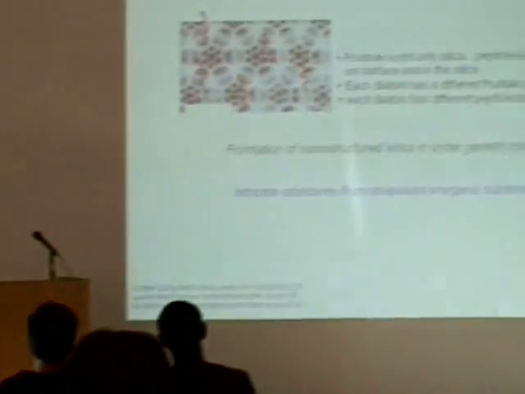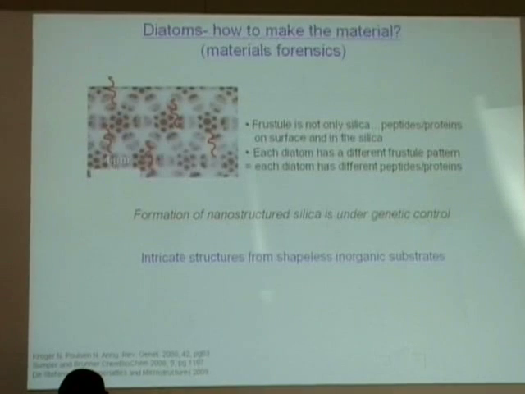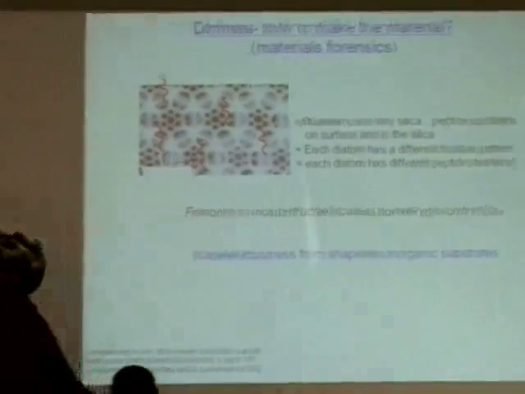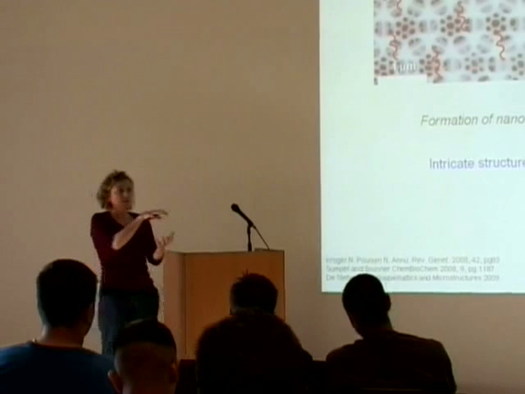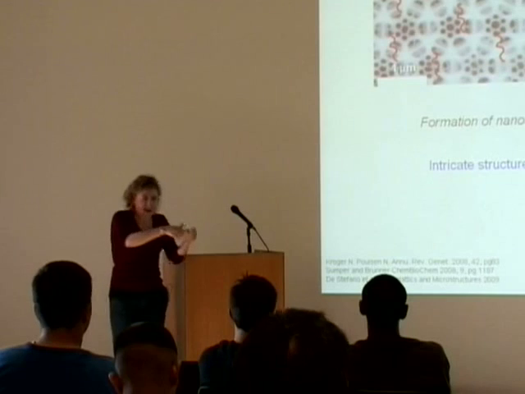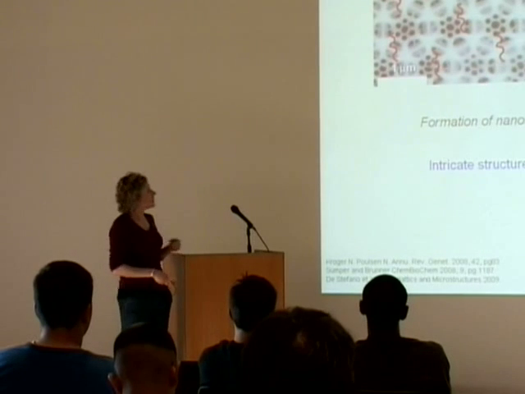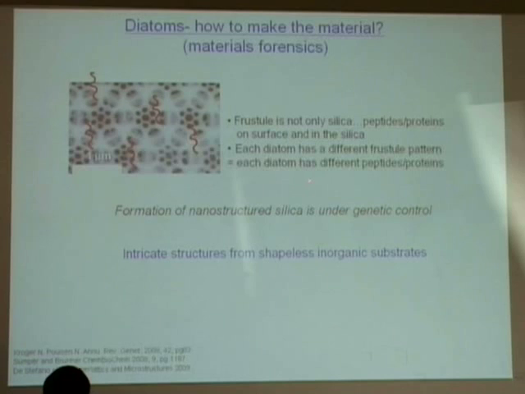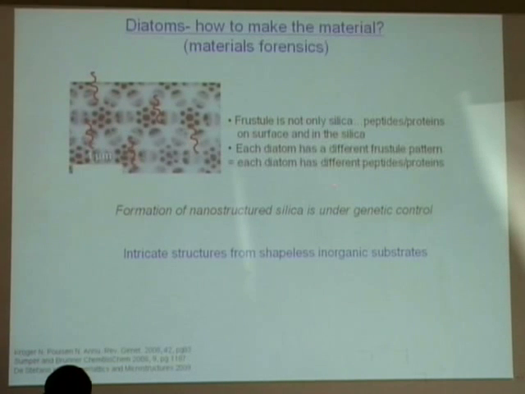So one of the first things they noticed is that the frustule, that glass house that the diatom lives in, is not just silica. It turns out there are a lot of peptides and proteins, kind of like the protein that you have in your eggs, right? So that frustule is covered with peptides and protein. Not only is it covered with those peptides and proteins, but if you bore inside of that silica, there are actually peptides and proteins inside the silica as well. They also noticed that each diatom has that different structural pattern, which is what we saw earlier. And they hypothesized early that that meant that each diatom had different peptides and proteins.